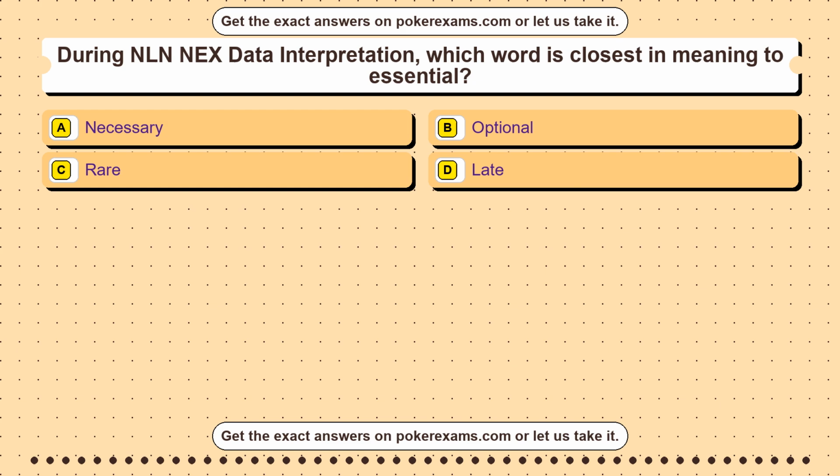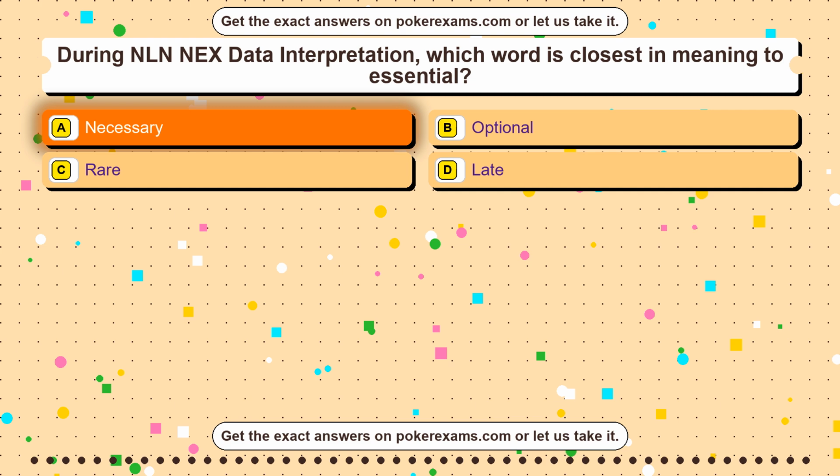Question 41. During NLN NEX Data Interpretation, which word is closest in meaning to essential? Option A, necessary. Option B, optional. Option C, rare. Option D, late. The correct answer is option A.